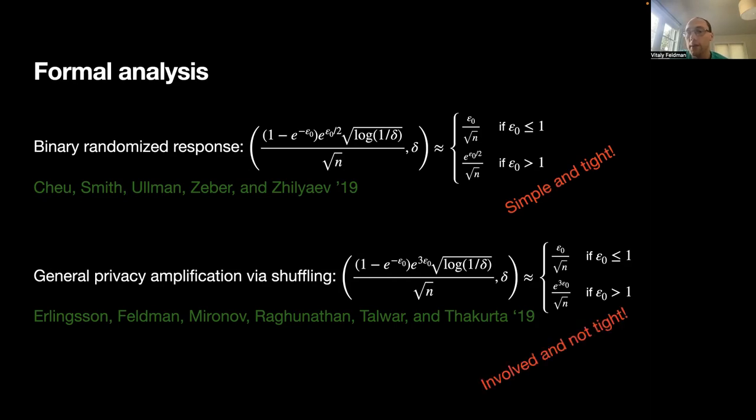So the first one is simple and tight, and the second one is not only not tight, it's also actually pretty complicated. It's unfortunately not a simple proof. I mean, it's not very complicated, but it's quite subtle. And the hope in this work is actually to address this gap. But let me first tell you a little bit more about what general privacy amplification via shuffling states, a little more formally.